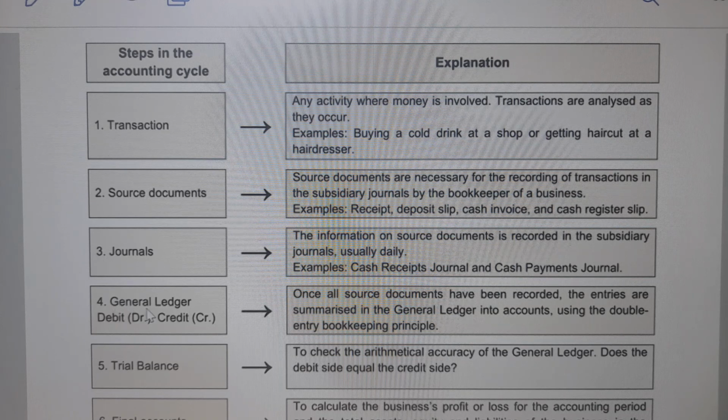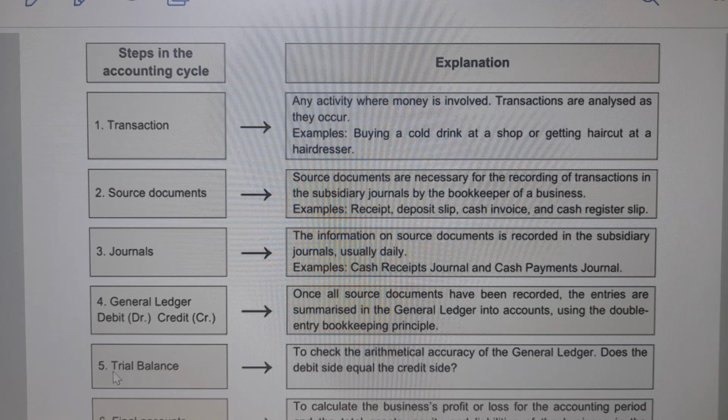After the journals, we have the general ledger, okay, which will have the debits and the credits. DR stands for debit and CR stands for credit. Once all source documents have been recorded, the entries are summarized in the general ledger into accounts using the double entry bookkeeping principle. Okay, that is step number 4.